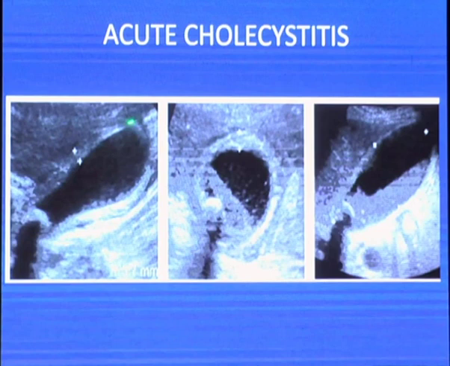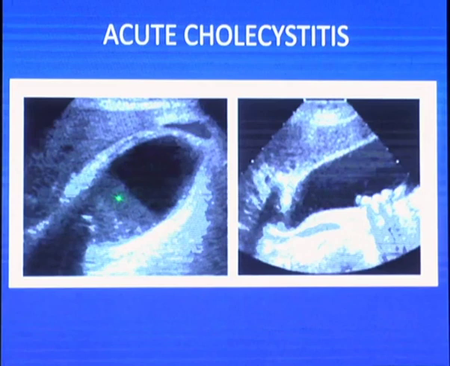This scan shows diffuse gallbladder wall thickening. When it is more than 3 mm, it is abnormal. Here a stone is also seen. Another patient, diffuse gallbladder wall thickening, presence of sludge and stone. Another patient with stone, sludge and diffuse wall thickening. In this patient, besides diffuse wall thickening, sludge and stone, we also see a small amount of pericholecystic fluid around the fundus of gallbladder.